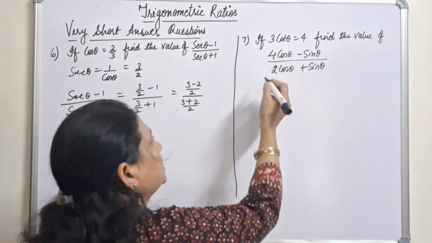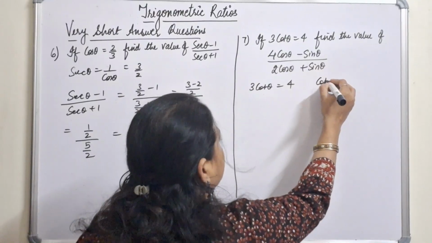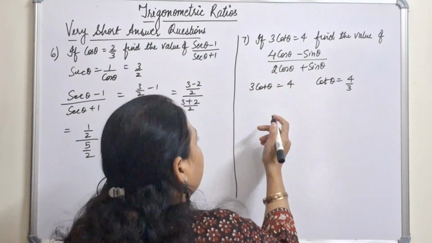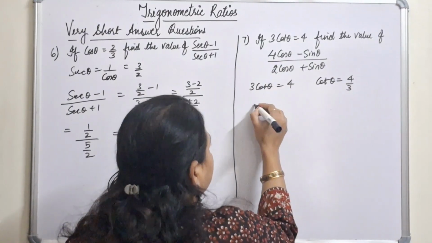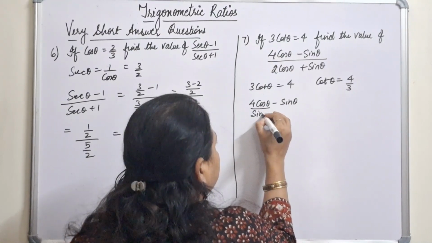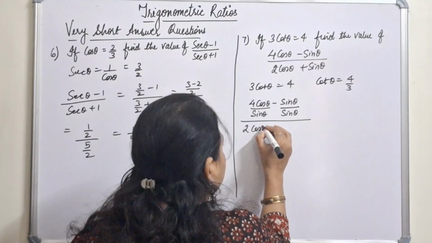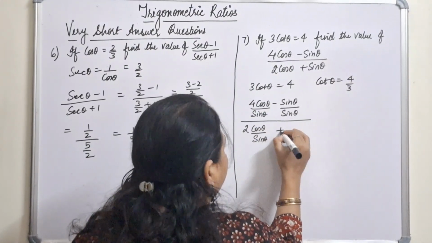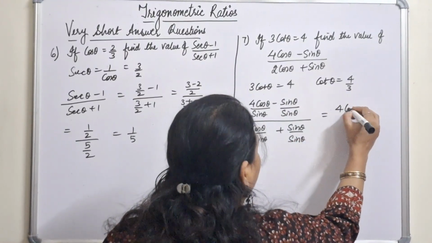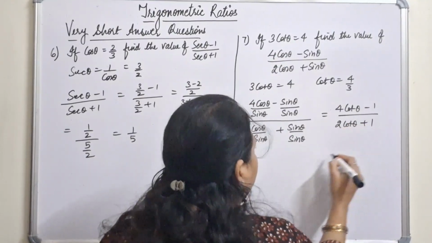Similarly, question number 7, 3 cot theta is given to you as 4. So this implies cot theta is equal to 4 upon 3. Dividing this by sin theta. So 4 cos theta minus sin theta upon sin theta whole upon 2 cos theta upon sin theta plus sin theta upon sin theta. So this is 4 cot theta minus 1 upon 2 cot theta plus 1.